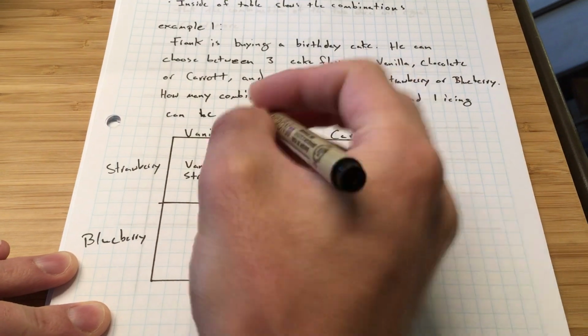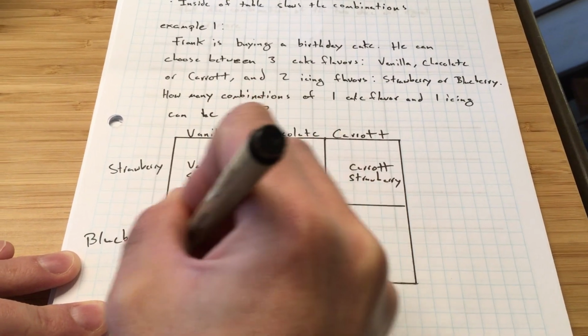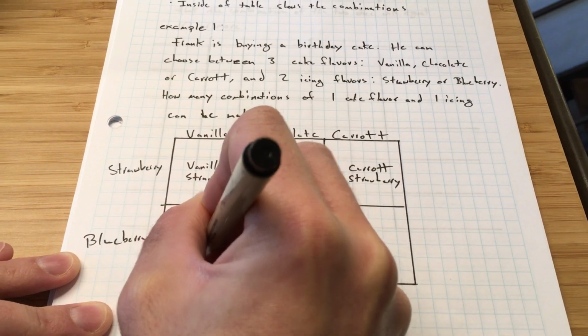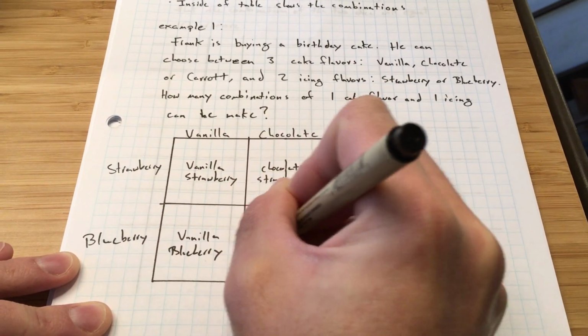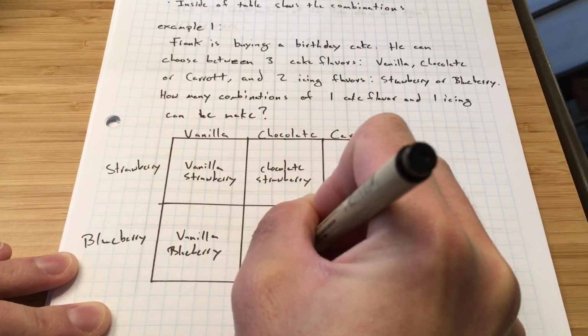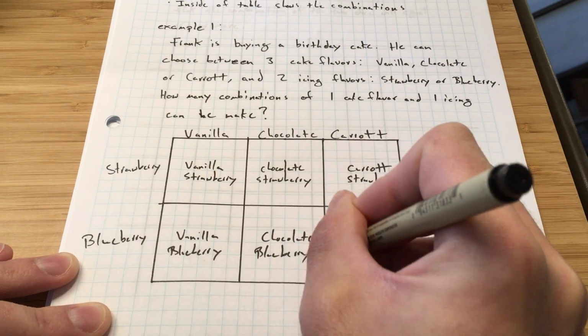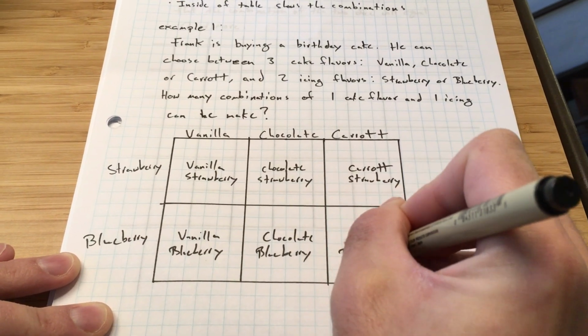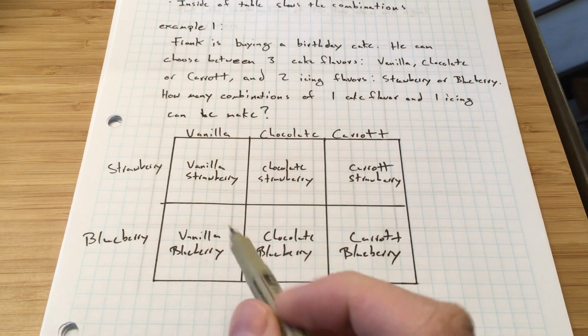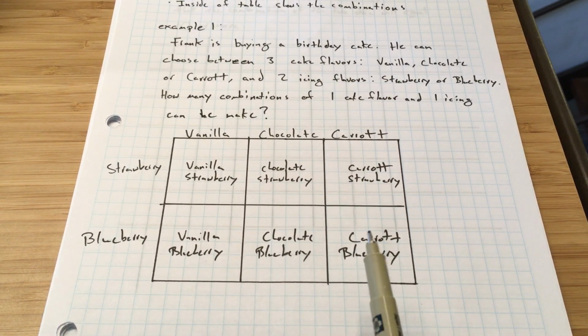And then down here, we're going to do all those combinations, but with blueberry. So I could also get a vanilla cake with blueberry, a chocolate cake with blueberry, and the last one over here would be a carrot cake with blueberry. So here we can see all the combinations that we have. There are actually 6 total combinations.